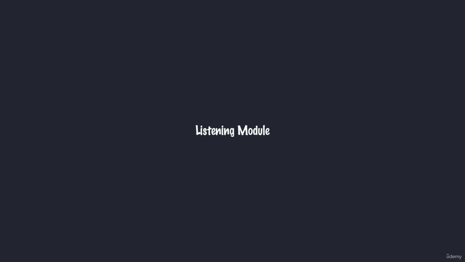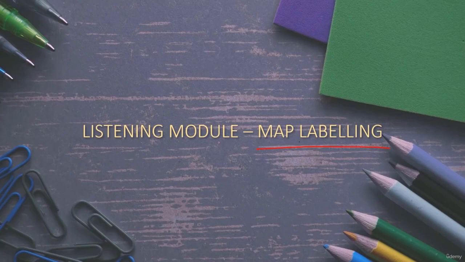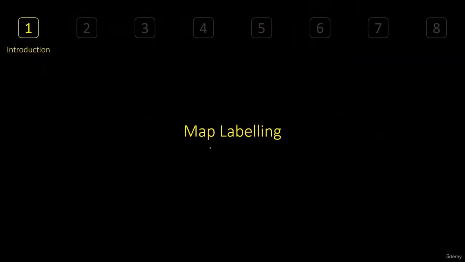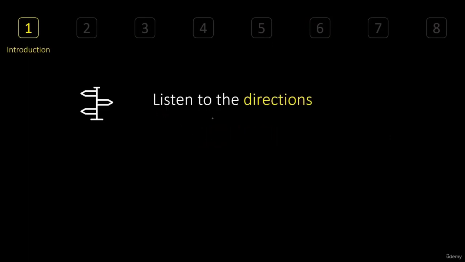That was the end of the chapter, map labeling. So you have to label a map, or you have to provide information about the map through the audio. Let me just explain what this map labeling is. You will be listening for directions. You will be listening for information in a map, and you have to fill some information in a map which is not complete.